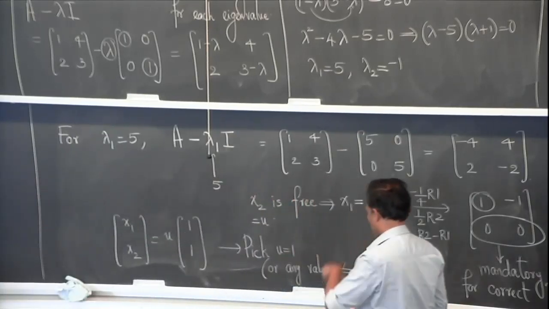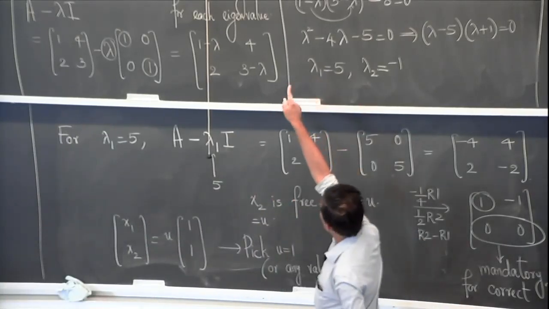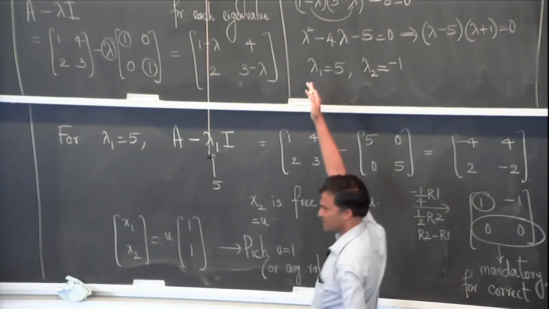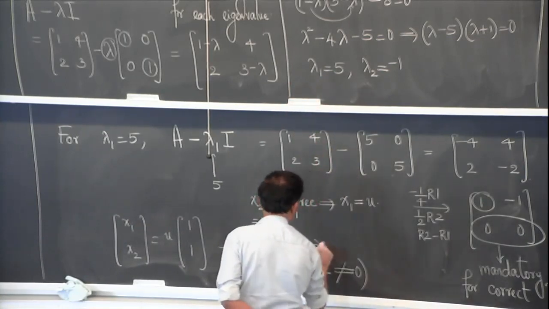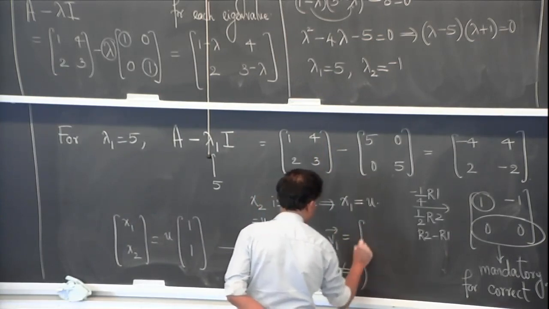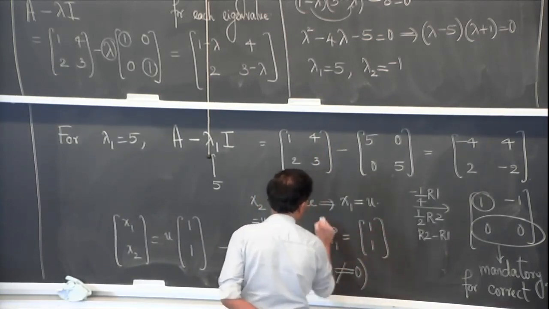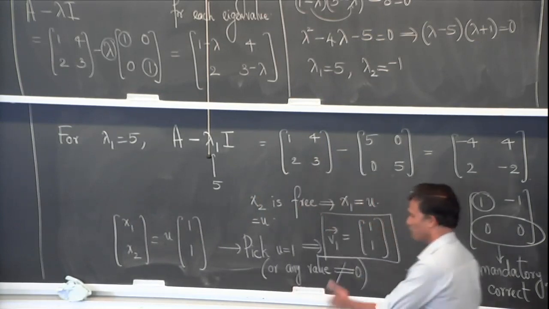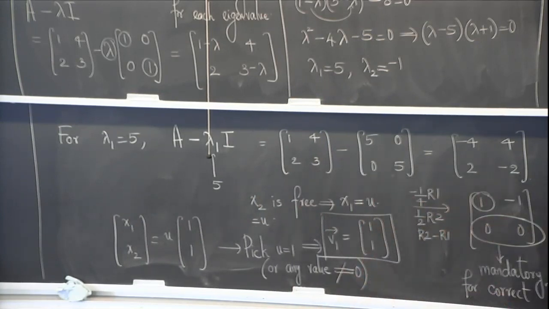All right, pick u equal to 1, and that is what the question says, an eigenvector, which means there are infinitely many answers for this. We just need one of them. So let's call it v1 equal to 1, 1. So if you pick u equal to 2, 2, 2 is an eigenvector. 3, 3, 3 is an eigenvector.